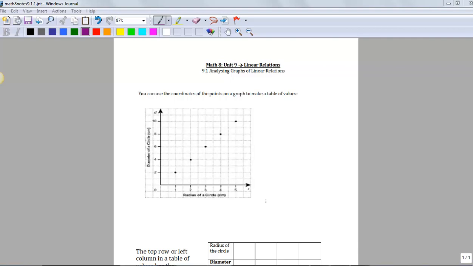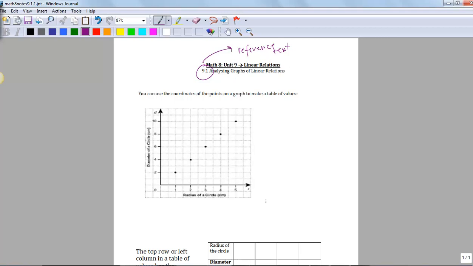Hello, welcome to your brand new unit about linear relations. So we're into chapter 9 of the textbook, right? So if you need to reference your textbook, please look to chapter 9. Now, the whole idea here for section 9.1 is analyzing graphs. So looking at a graph, seeing what information we can take from it.